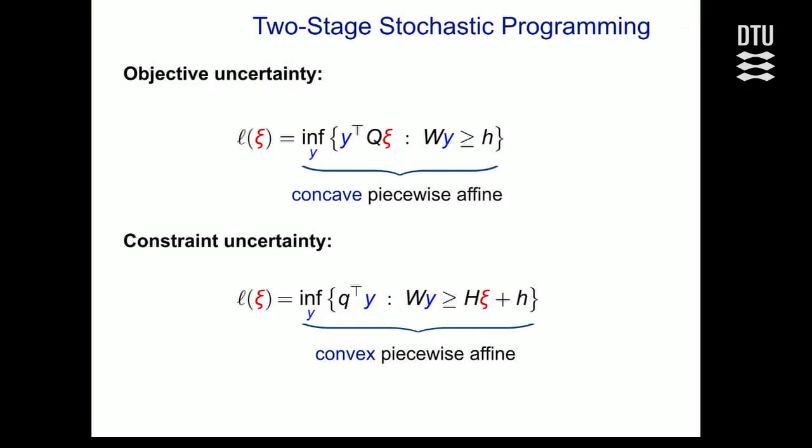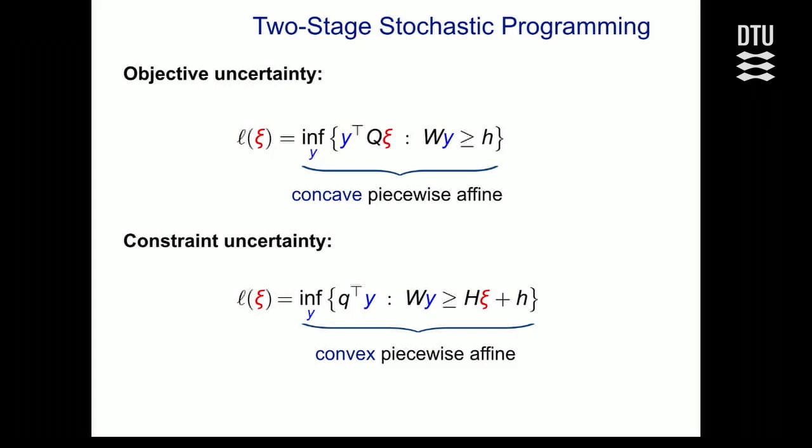You can also solve two-stage stochastic programs in principle because in a two-stage stochastic program, the loss function whose expected value you compute is essentially the solution of the second stage problem. Now, if the second stage problem depends on the uncertainty only in the objective function, then your loss function is concave and piecewise affine.